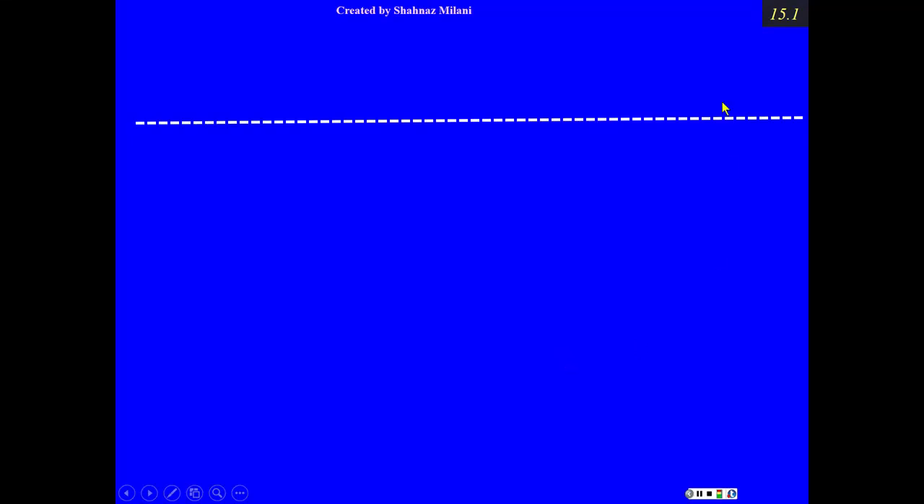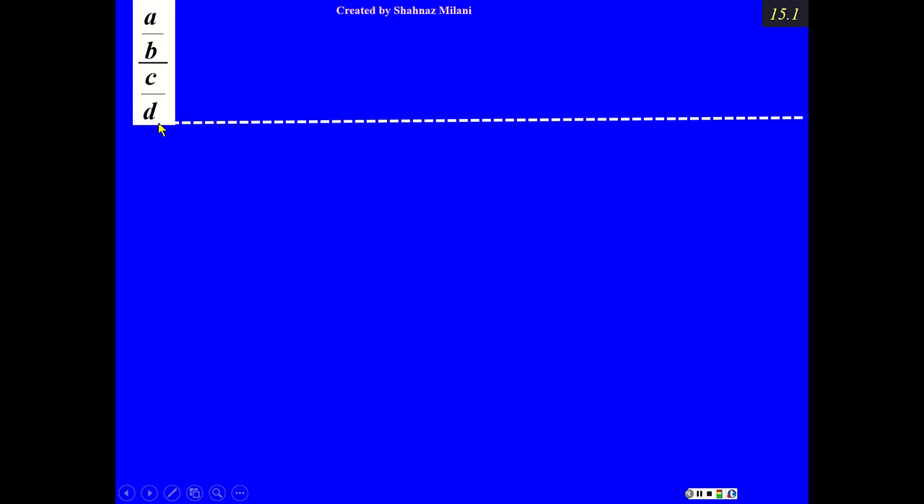This is Milani, Chapter 15, Section 1. Before I go over the next problem, I would like to go over one of the simple basic math. If I have a over b, then divide it by c over d.